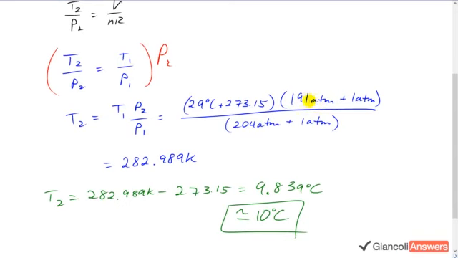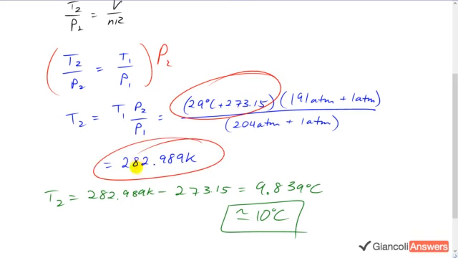So we have 191 atmospheres gauge pressure in the ocean plus the 1 atmosphere to get the absolute pressure, and then divide that by the gauge pressure on the boat, 204 atmospheres plus 1 atmosphere to get the total absolute pressure, and times by the temperature on the boat in Kelvin. So that's 29 degrees Celsius plus 273.15. That gives 282.989 Kelvin. And this number is precise to the ones place, which makes this total have 3 significant figures. And that means this number here has 3 significant figures, and it's therefore precise to the ones place.